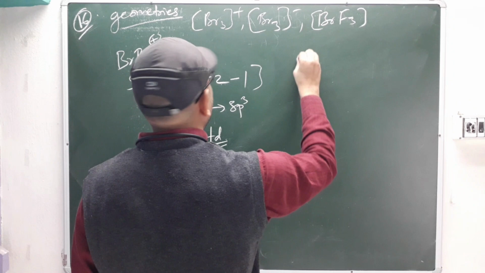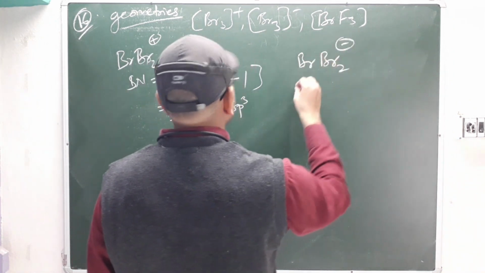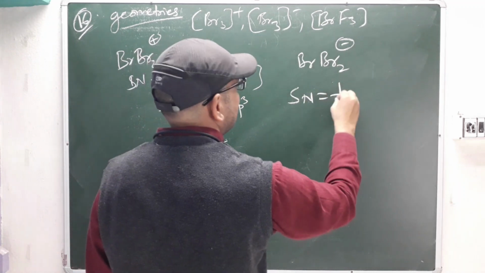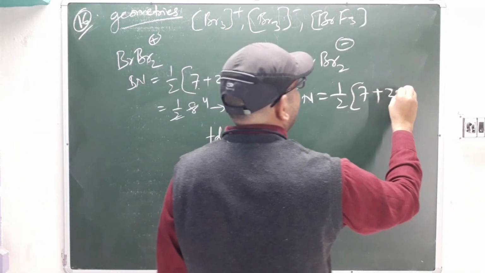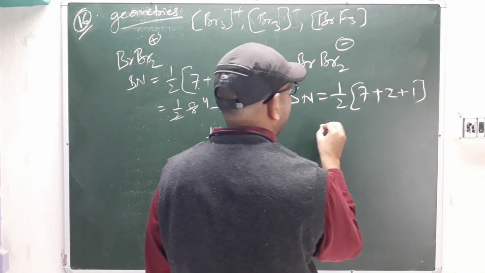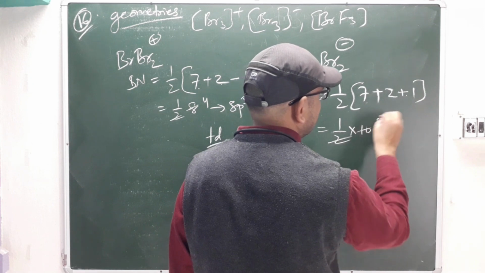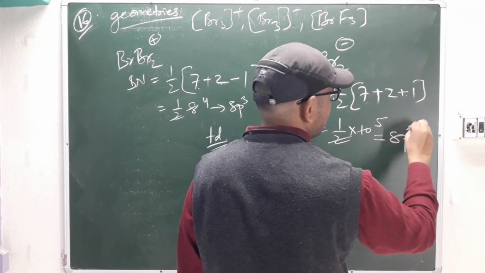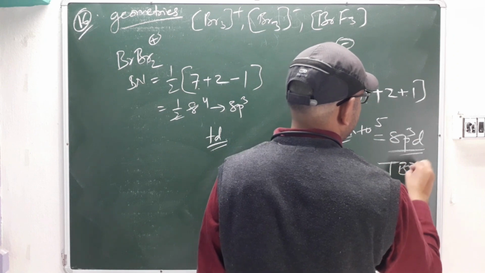Now for the second species, write Br and then four substituents with a negative charge. Steric number is 1/2, 7 plus 4 monovalent plus 1 because we are adding the anionic charge. So 1/2 into 10, that comes to 5. 5 means sp3d, so the geometry will be TBP.